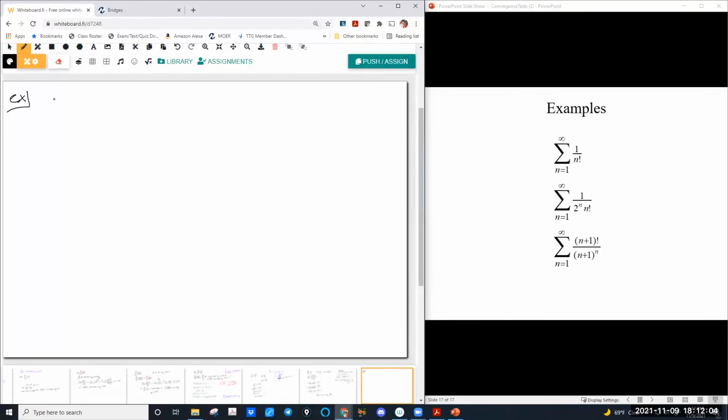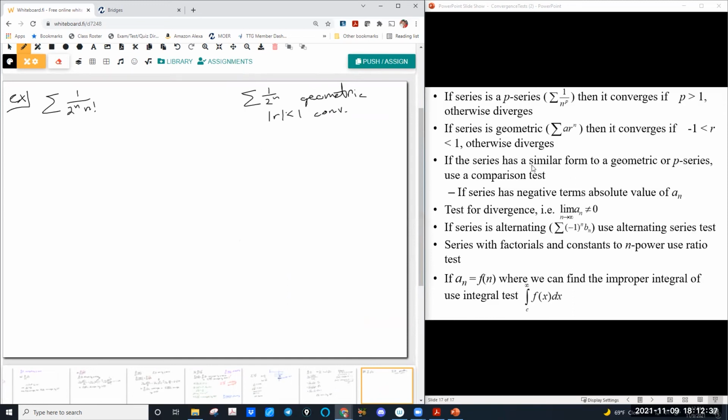So we have the series of 1 over 2 to the n factorial. This has a combination. The 2 to the n, if it were just 1 over 2 to the n, that is geometric, and it's got a common ratio of 1/2, so it converges. But we have that extra n factorial. So that's where the ratio test comes in.